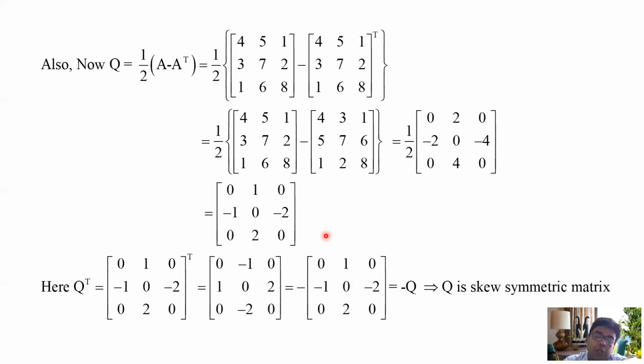So without any checking, without any transpose, you can say this is a skew symmetric matrix, because the principal diagonal elements should be equal to 0, and the rest of the elements should be the mirror image with opposite sign, like 1 and minus 1, 0 0 no change, and minus 2 and 2.